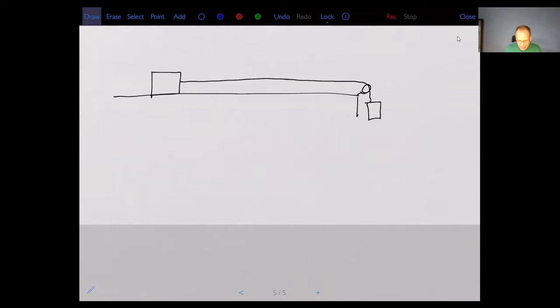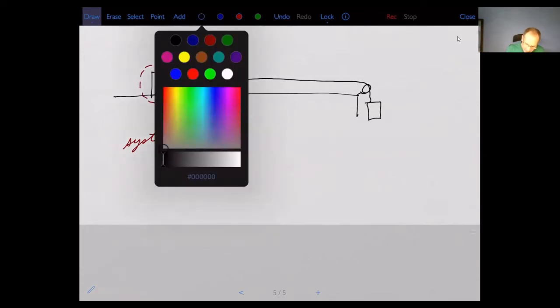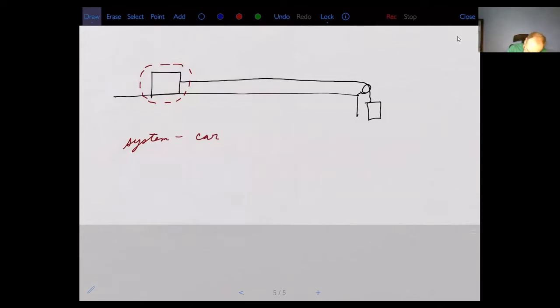So what is the system in this case? Well, the system that we're going to consider is, again, just the car, the car on that flat track. So this is going to be our system, just a car. Well, what are the forces acting on that car? Well, we have the weight again, right? So that acts towards the center of the earth, downwards.